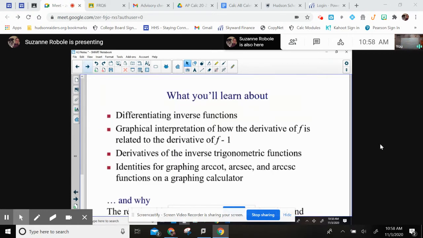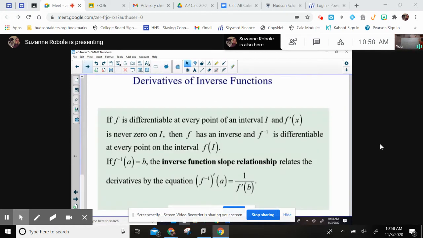So we are talking again about inverse functions. We are interpreting graphs between a regular function and its inverse and their derivatives. And then again, we're going to the inverse trig functions and all that really fun stuff. Okay, so the first thing that we're going to talk about is the derivative of any inverse function.